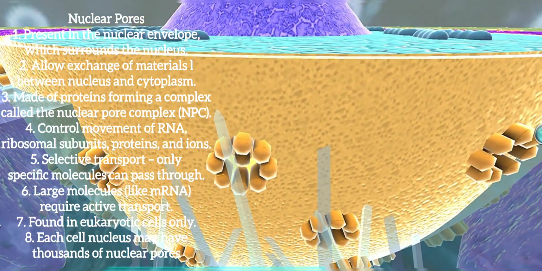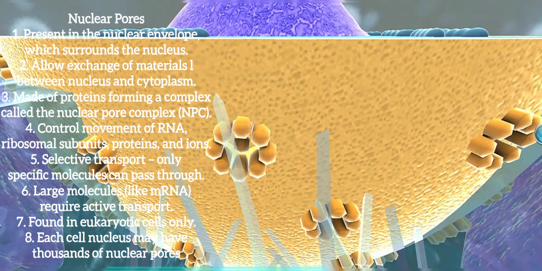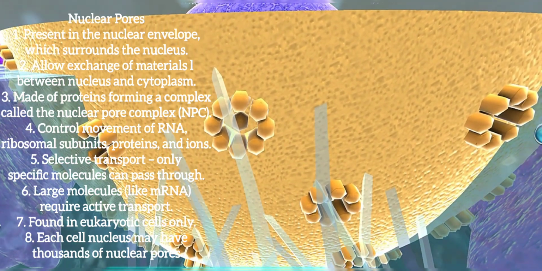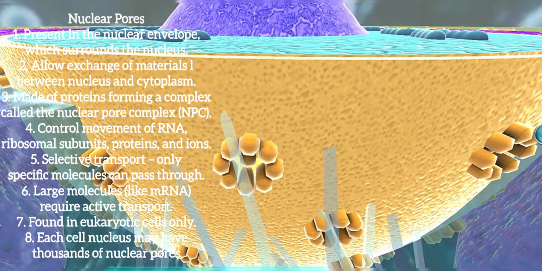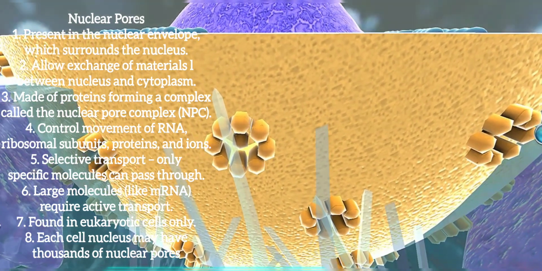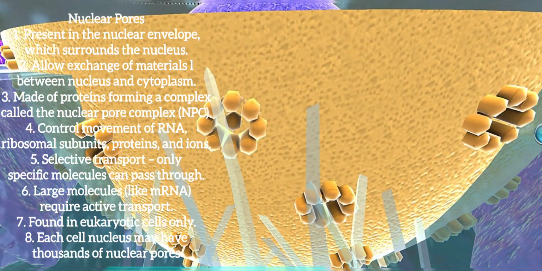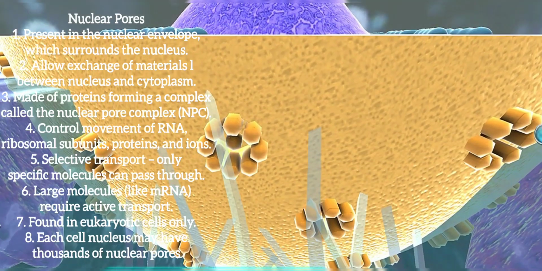5. Selective transport, only specific molecules can pass through. 6. Large molecules like mRNA require active transport. 7. Found in eukaryotic cells only. 8. Each cell nucleus may have thousands of nuclear pores.